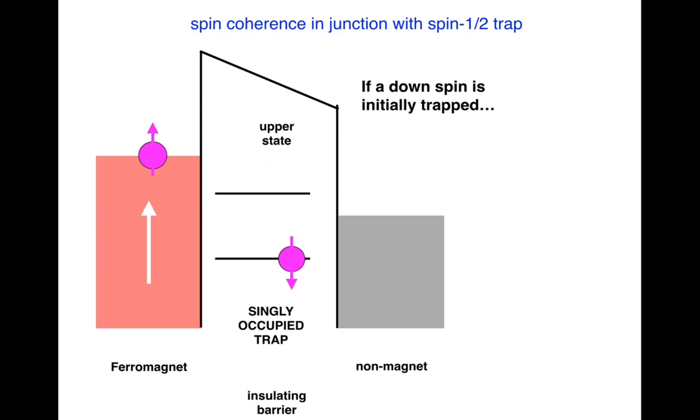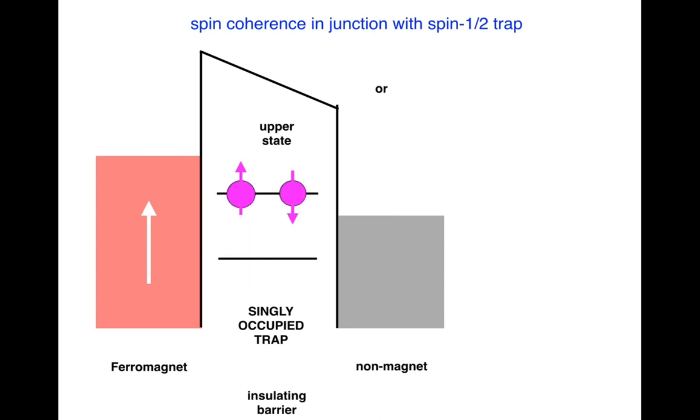If the spin is down, then the trap spin is initially down. Well, that's okay. We don't have the bottleneck anymore, and you can hop to the right. So here there is no bottleneck, and you will have a current. This is just showing the other way. Either spin can hop to the right, and the other spin goes back down.